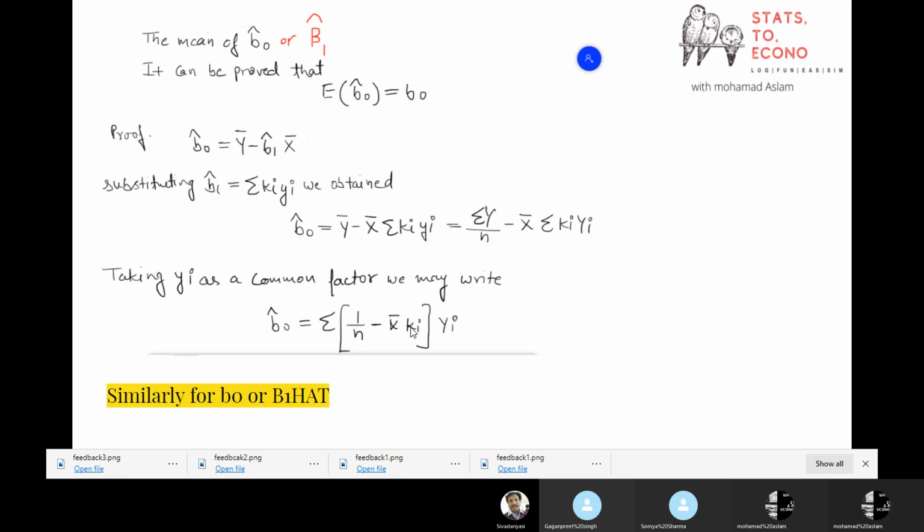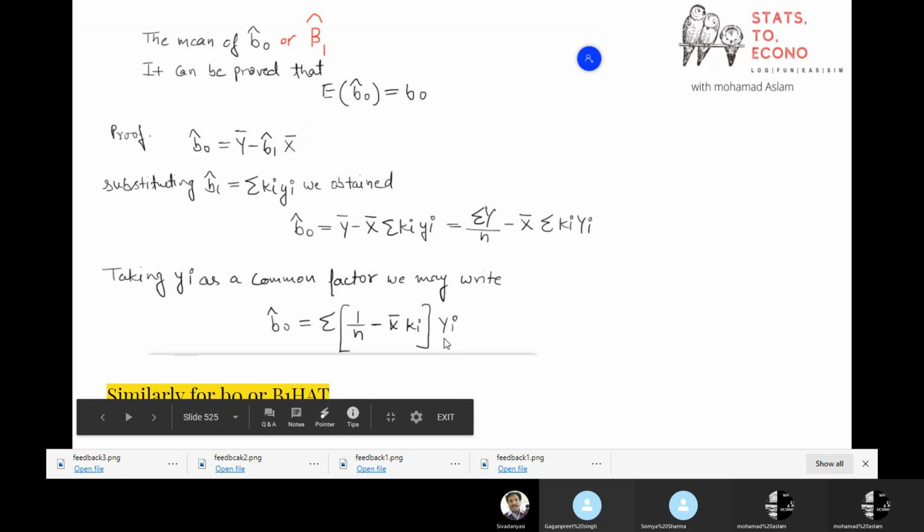So we are taking this particular value because we have to prove that the expected value of this sample estimate, this beta 0 hat, is equal to the true population parameter. This unbiased property we have to prove. So from where will this population parameter come into the picture? That only comes from your actual population yi value.